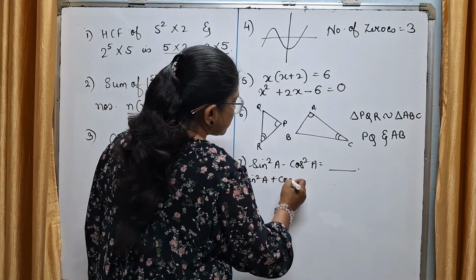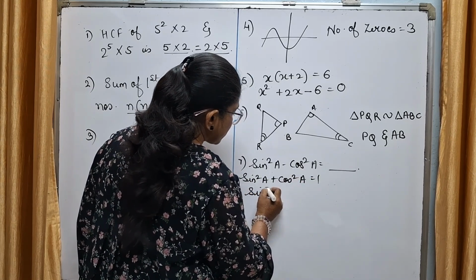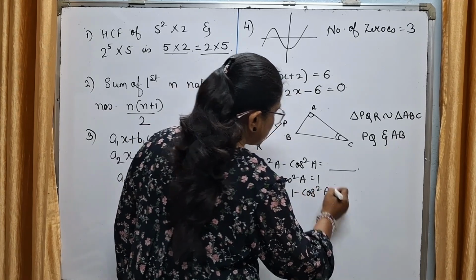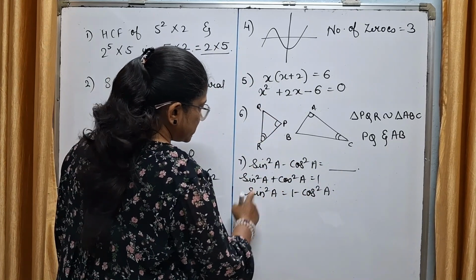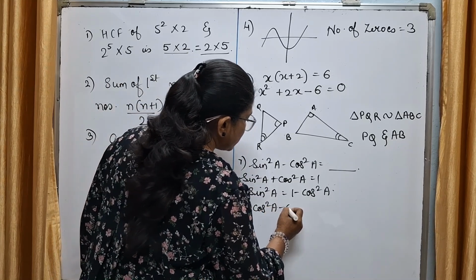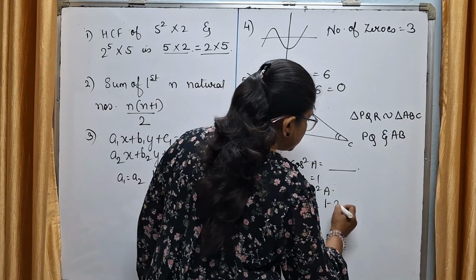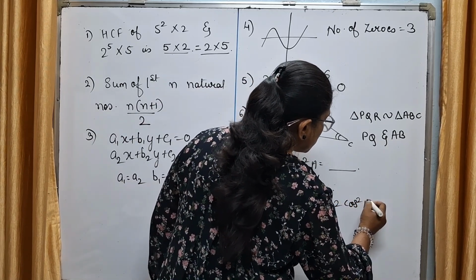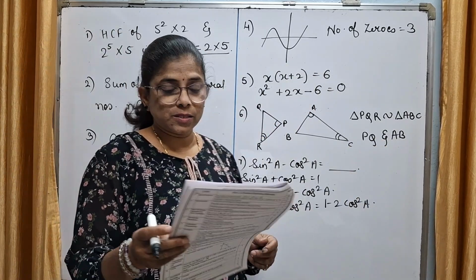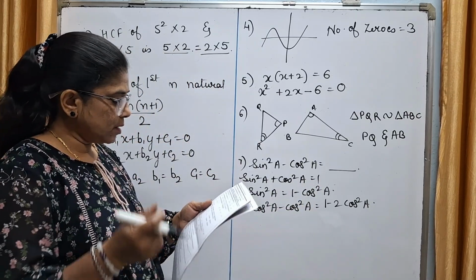So if sin square A plus cos square A is 1, then sin square A is 1 minus cos square A. Let us substitute here this sin square. 1 minus cos square A minus cos square A. So we get 1 minus 2 cos square A. So in this case, option B is the right answer. Okay. Now, the eighth one.